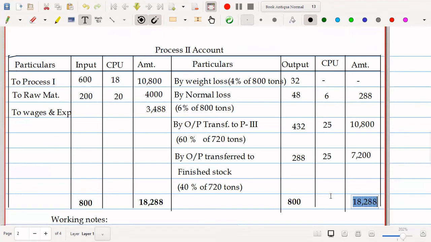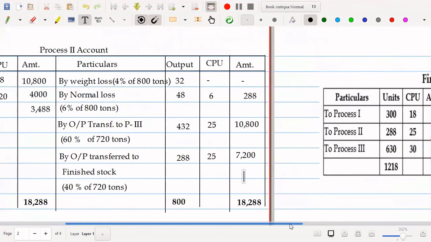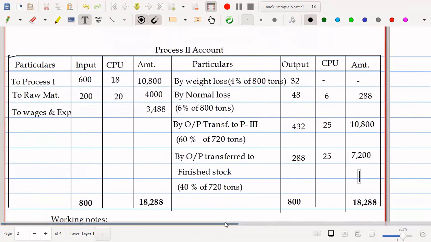Let's move on to process 3 account. Just remember, we have to take this entire set, that is transferred to process 3, 432 at 25 into 10,800, to process 3 account. Let's do it. Process 3 account.